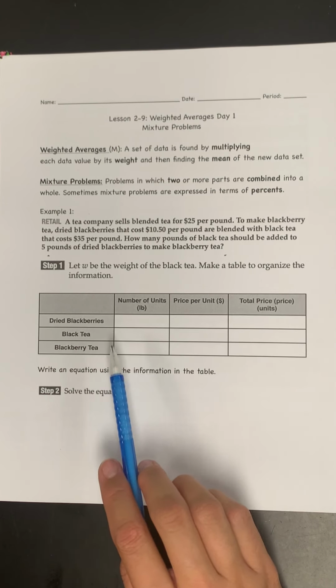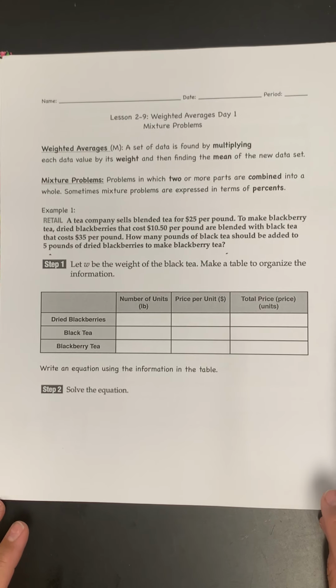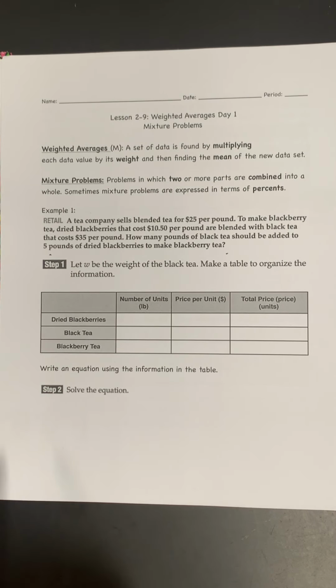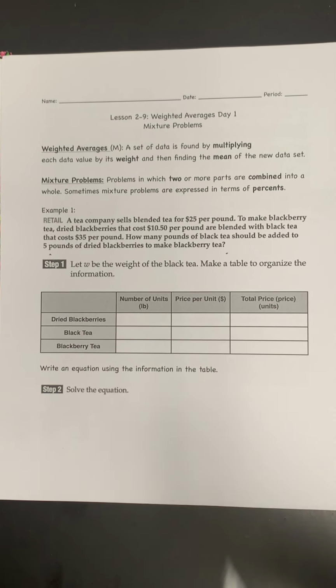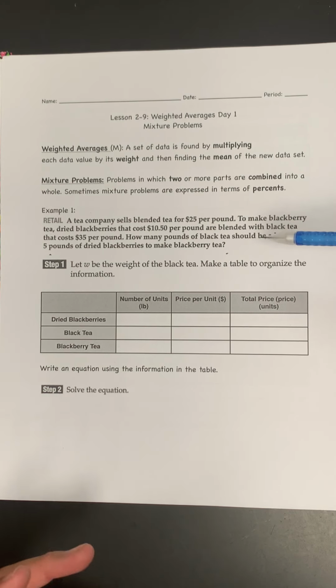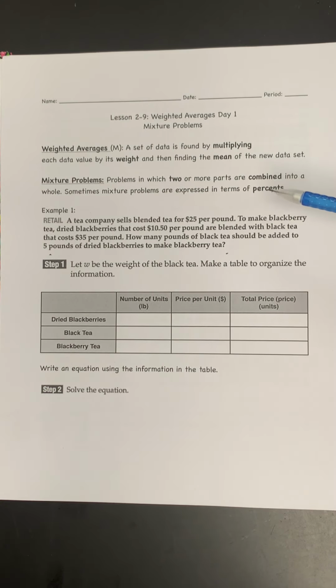Then what I like to do is think about what are the things that are being combined together in order to make our mixture. So in this case, what I've recognized is that there are dry blackberries and there is black tea that they are going to blend together in order to make this blackberry tea, okay? Now we're going to start plugging things into this table. Like I said, the table is something that I like to use because I'm a very visual person. If the table is too confusing, by all means, don't use it.